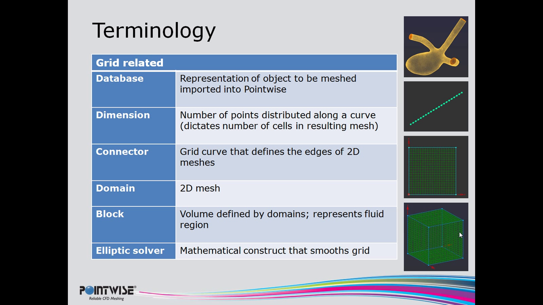I'm also going to be talking about an elliptic solver. If you're unfamiliar with gridding technologies, an elliptic solver is just a mathematical construct that helps you take a grid, look at the grid lines, and smooth out some of the imperfections and sudden changes in cell area or the grid line angle, etc.